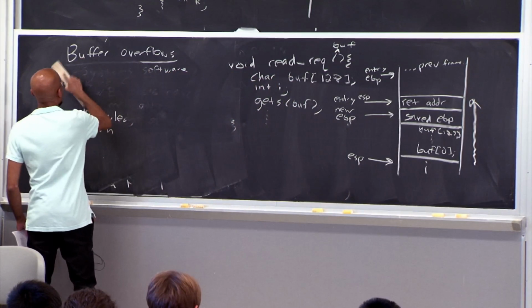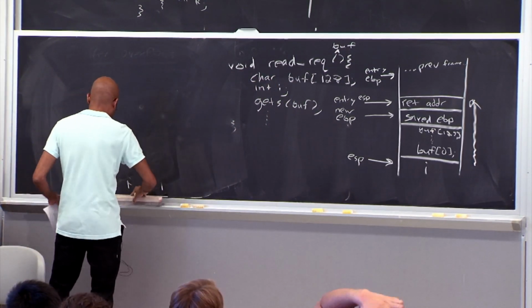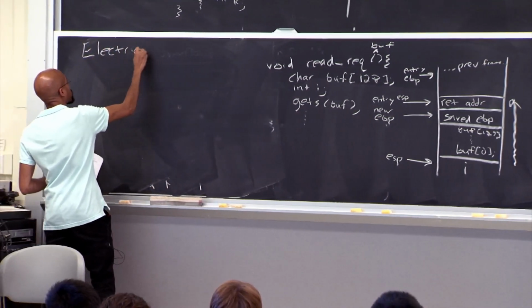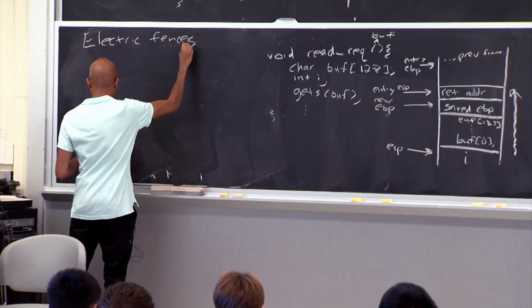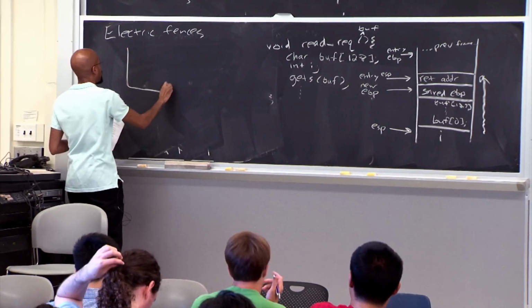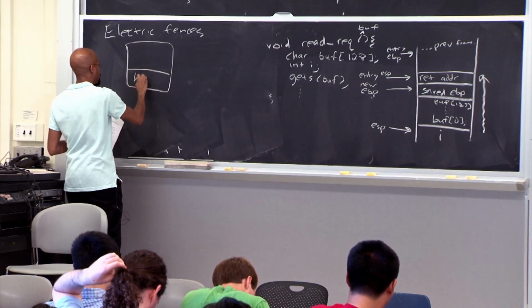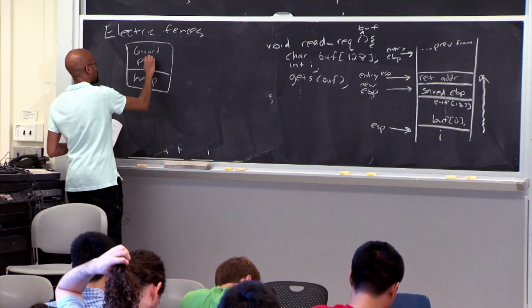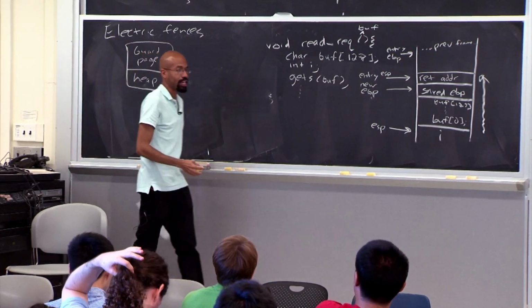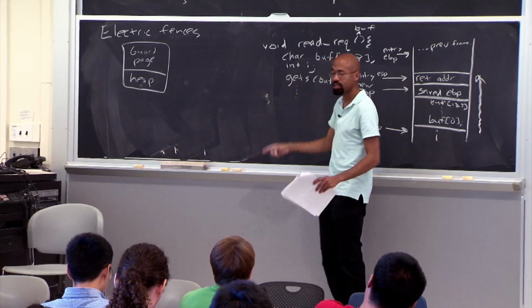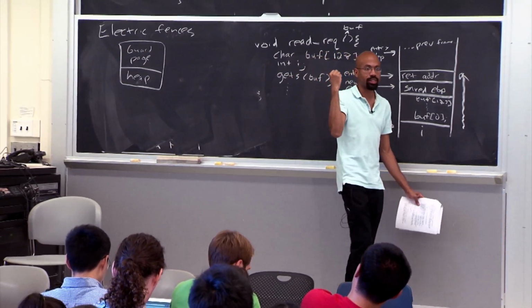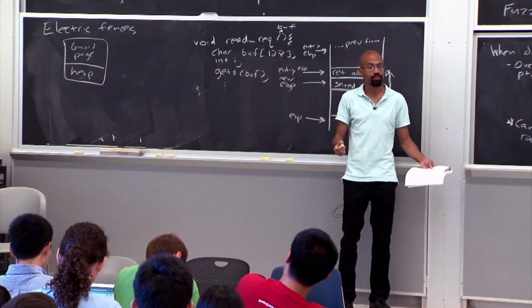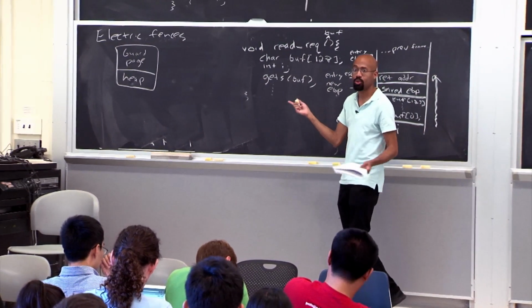So one very simple way is this notion called electric fences. Right? So the notion here is that for every object that you allocate on the heap, you allocate a guard page that's immediately next to it. And you set the page protection on that page such that if anybody tries to touch it, you get a hard fault. The hard rule will say that's out of bounds, and then the program will just stop right there.